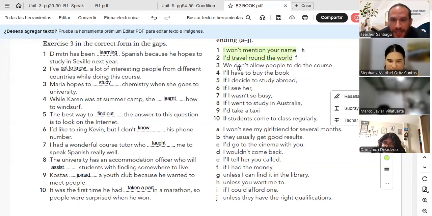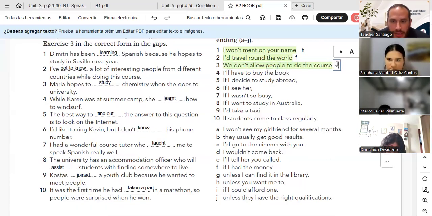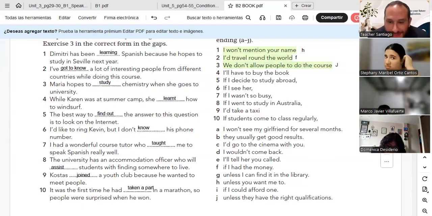J, unless they have the right qualification. Okay, first, zero, or second conditional? You can do it, it's easy. Zero conditional. Zero conditional, yes, you did it.